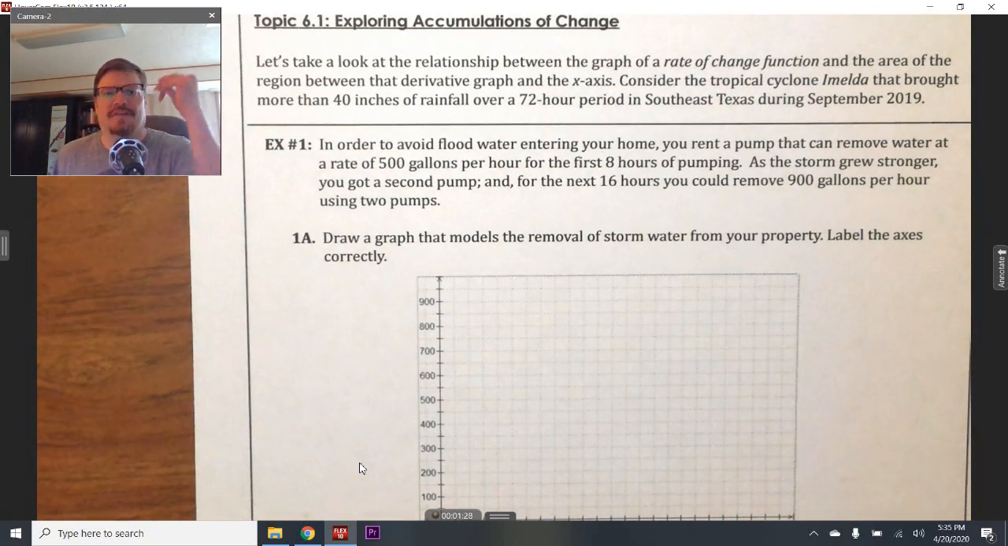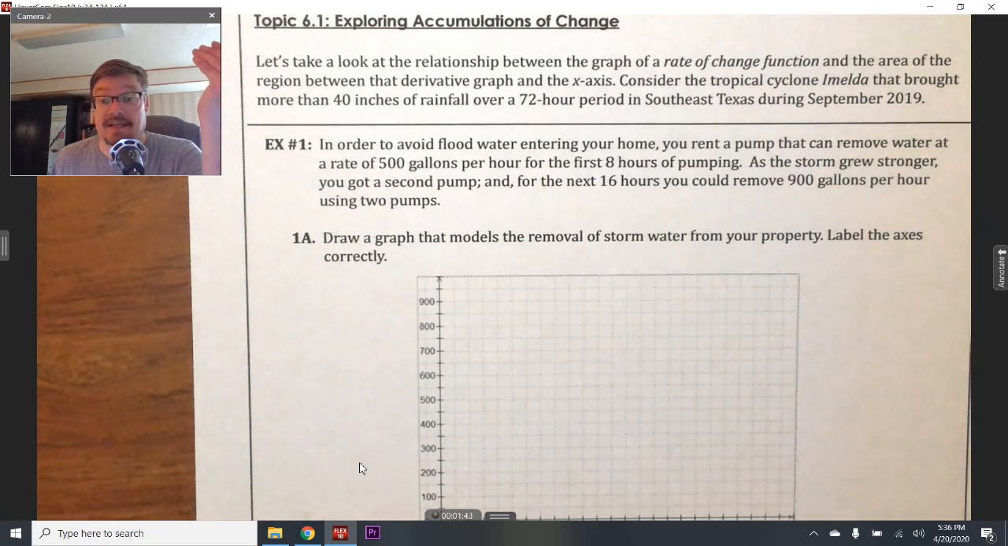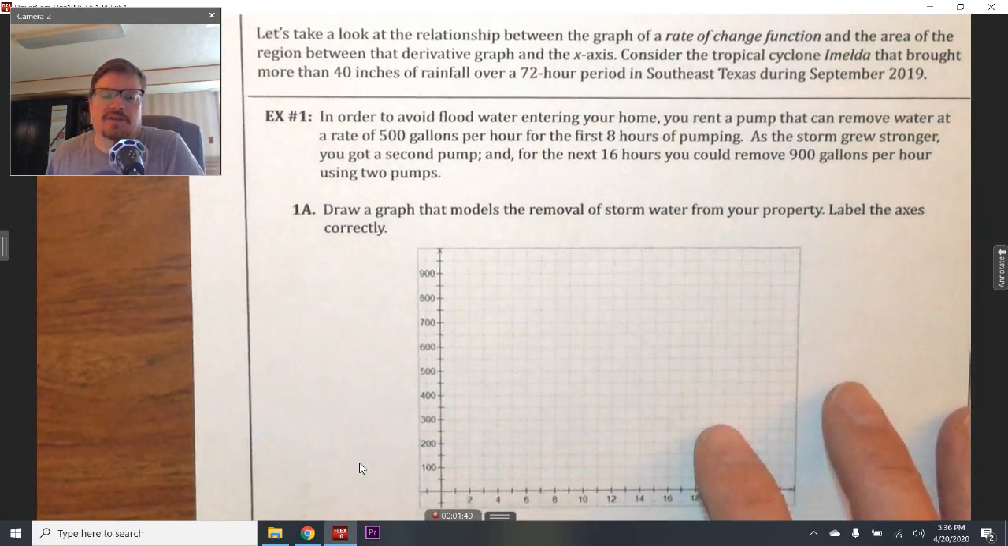In order to avoid flood water entering your home, you rent a pump that can remove water at a rate of 500 gallons per hour for the first 8 hours of pumping. As the storm grew stronger, you got a second pump, and for the next 16 hours, you could remove 900 gallons per hour using 2 different pumps. Okay, so we're going to actually draw a graph of that.